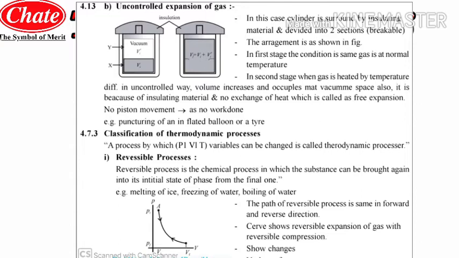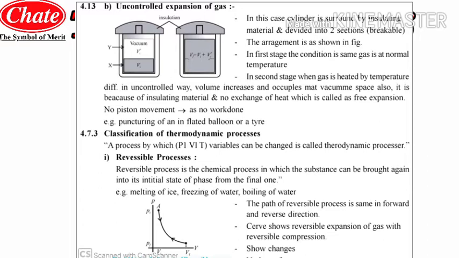But during this process, which thermodynamic concepts we have to learn during this process, we will learn in detail now. So here you can see the two cylinders. In this case, the cylinder is surrounded by insulating material and divided into two sections, as you can see. Two sections means there will be breakable sections, but the partition between the two sections will be breakable, meaning at some circumstances it is breakable.